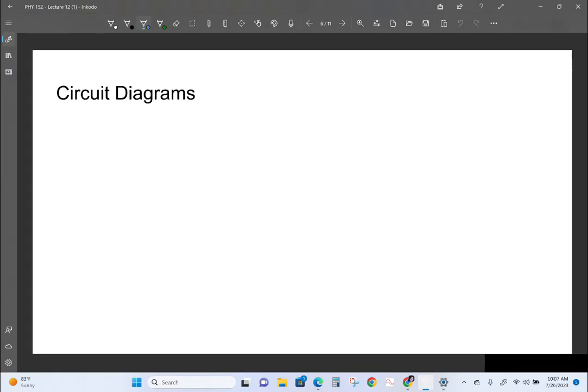All right, let's talk about capacitors. We're going to start by introducing what a circuit diagram is, because a capacitor is an element in an electric circuit that stores charge. So a circuit diagram is pretty easy.